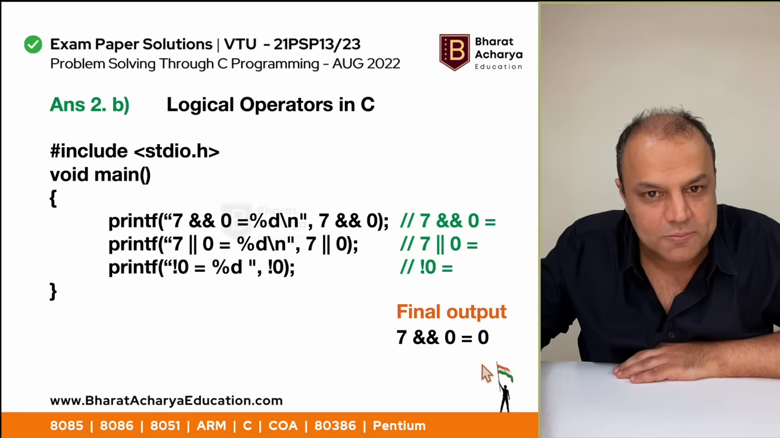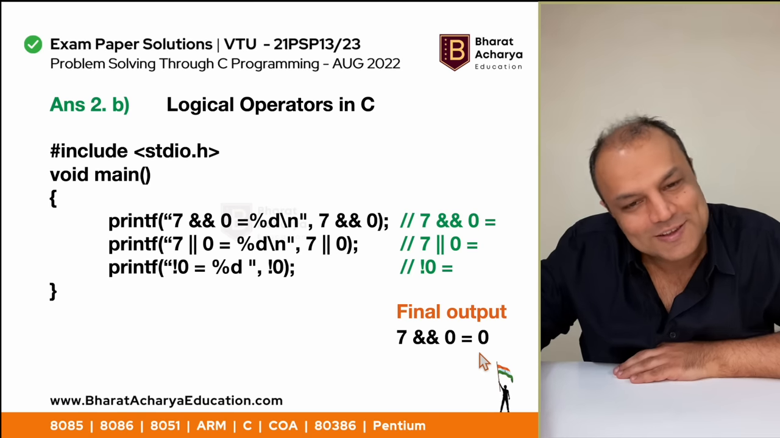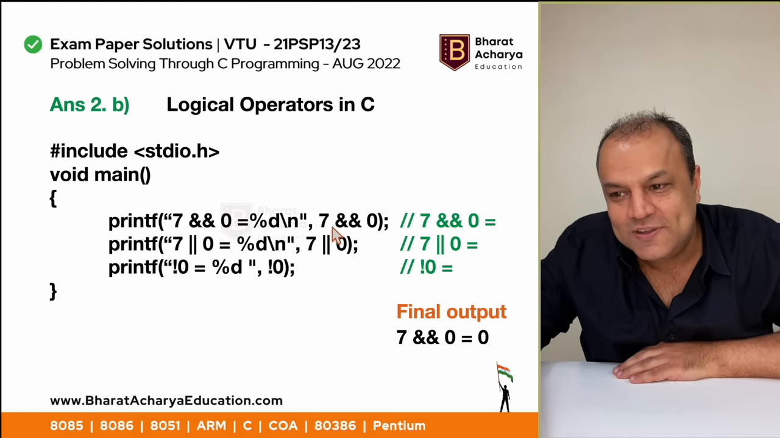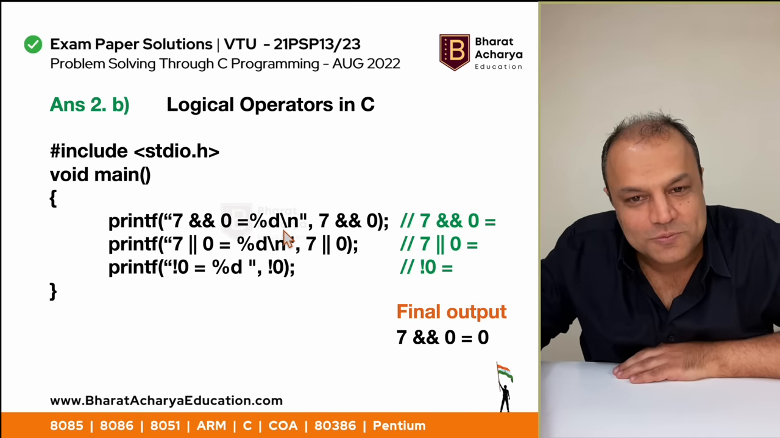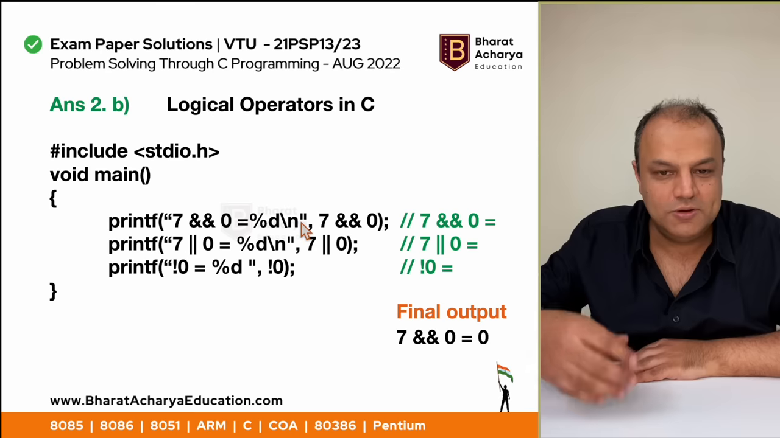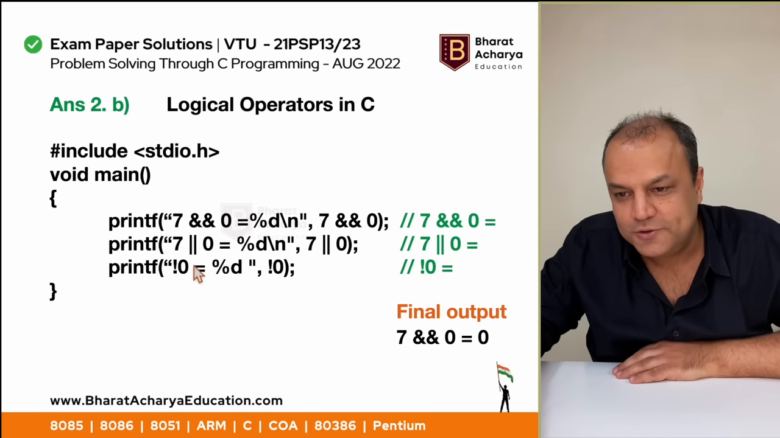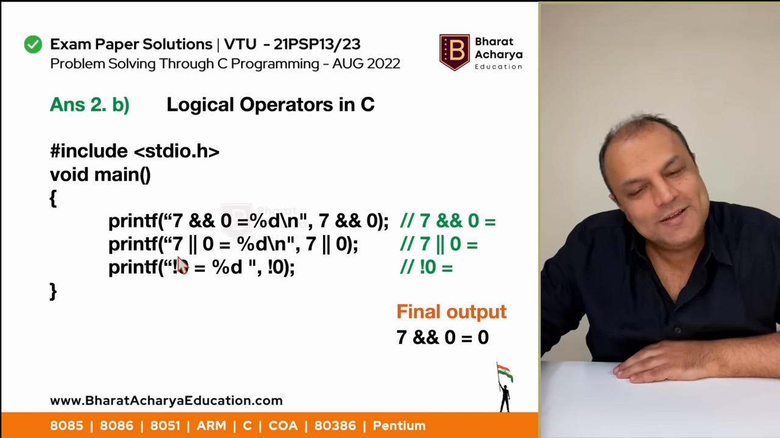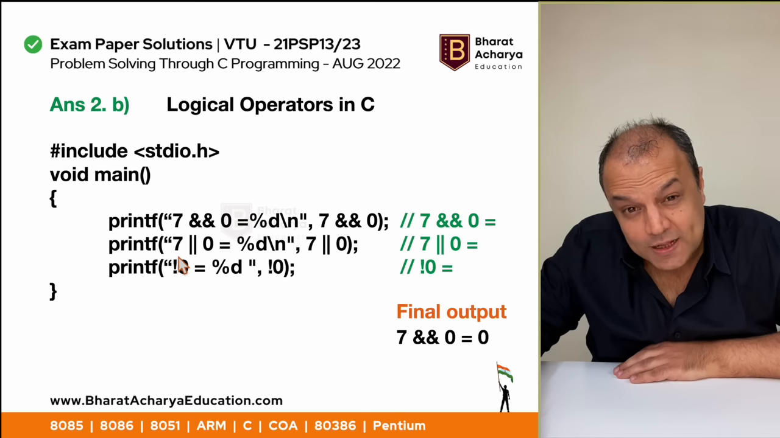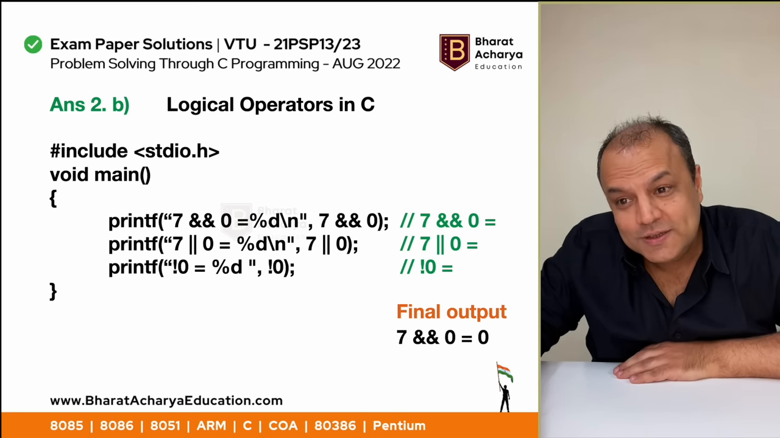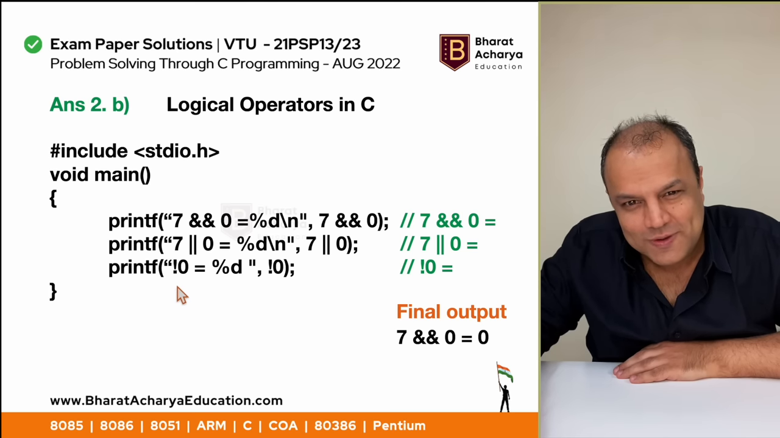Are you clear? This was just a comment. This is the output screen. So you get a 0. Are you understanding it? 7 and 0 will give you a 0. That 0 will be substituted over here. The backslash n means you'll drop a line. That's irrelevant, I'm just telling you.